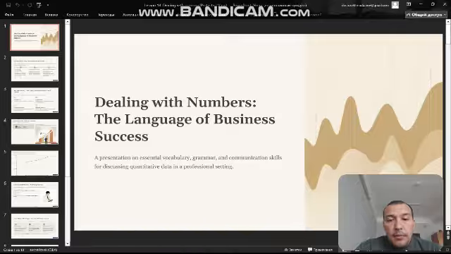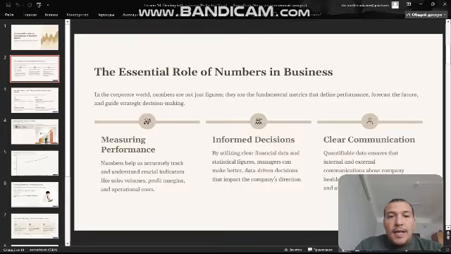So, in this lesson we are going to learn about essential vocabulary, grammar, and communication skills for discussing quantitative data in a professional setting. The essential role of numbers in business. In the corporate world, numbers are not just figures, they are fundamental metrics that define performance, forecast the future, and guide strategic decision making.